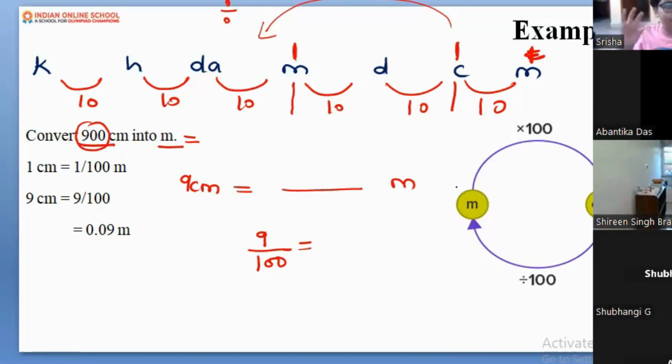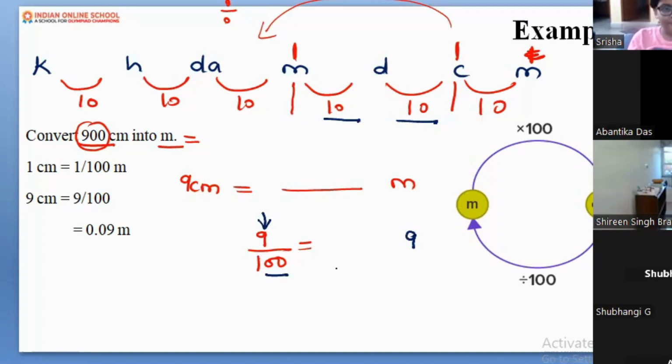As many places as the point will move, as many zeros are there, the point will stay there, and then before that there will be a zero. Okay, let's see. As we already know, from meter to centimeter we have a gap of 2 zeros, correct? So we are supposed to divide by two zeros. Now, what is the number written over here? 9. So I will write 9 like that only. Now I need two zeros to divide, but I don't have any zeros over there.